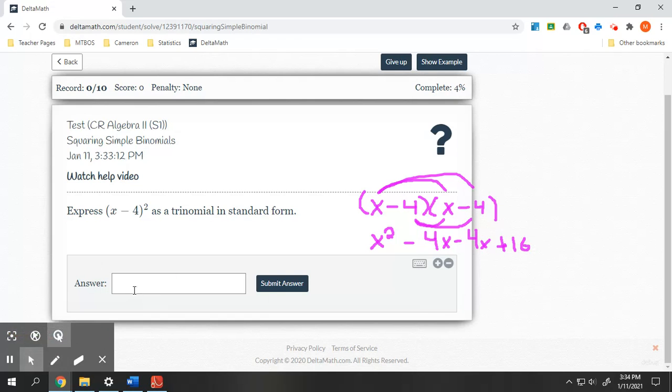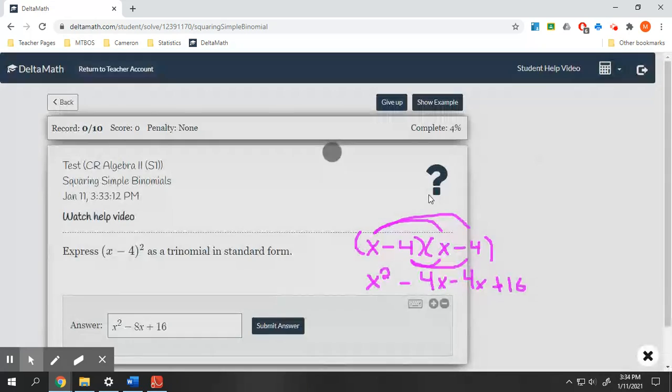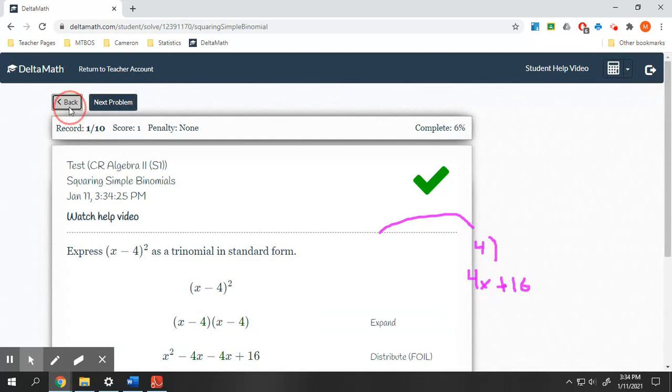And my final answer, after I combine like terms, I have x squared. My negative 4x and my negative 4x come out to be a negative 8x. And then finally, we have a plus 16. So if you were to just do x squared and negative 4 squared is 16, you'd miss the entire middle term. Please don't do that. That is the correct way that you multiply binomials.